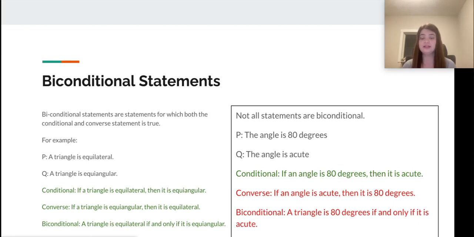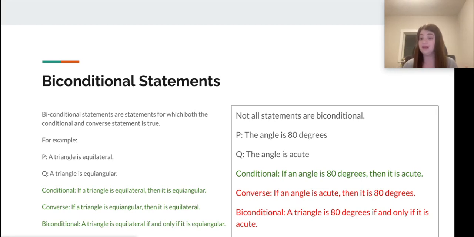Since 80 degrees is between those numbers, therefore it is acute. So we know the conditional statement is indeed true. However, let's take the converse where we switch them. That would mean if an angle is acute, then it is 80 degrees. And this is not necessarily true, which is why it's highlighted in red here. Just because an angle is acute does not necessarily mean it's 80 degrees.